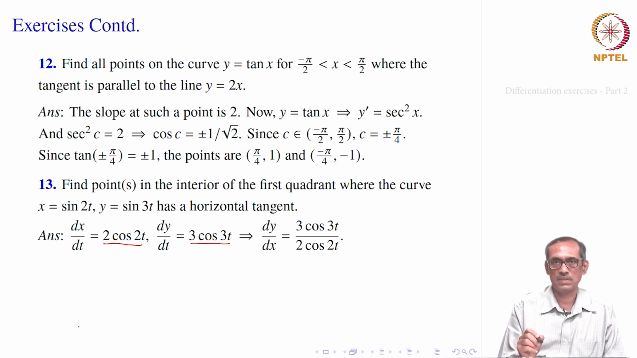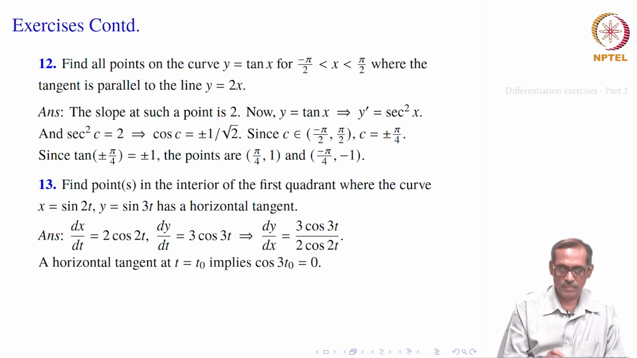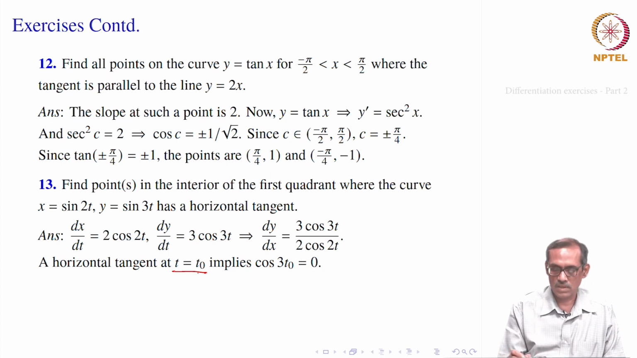At the point t means it is x(t), y(t), if t is a point. So what we mean here is x(t), y(t) at the coordinates. Okay. So a horizontal tangent at t equal to t0 means this derivative at t equal to t0 must be 0. The derivative is 0 means it is a fraction, so its numerator must be 0.